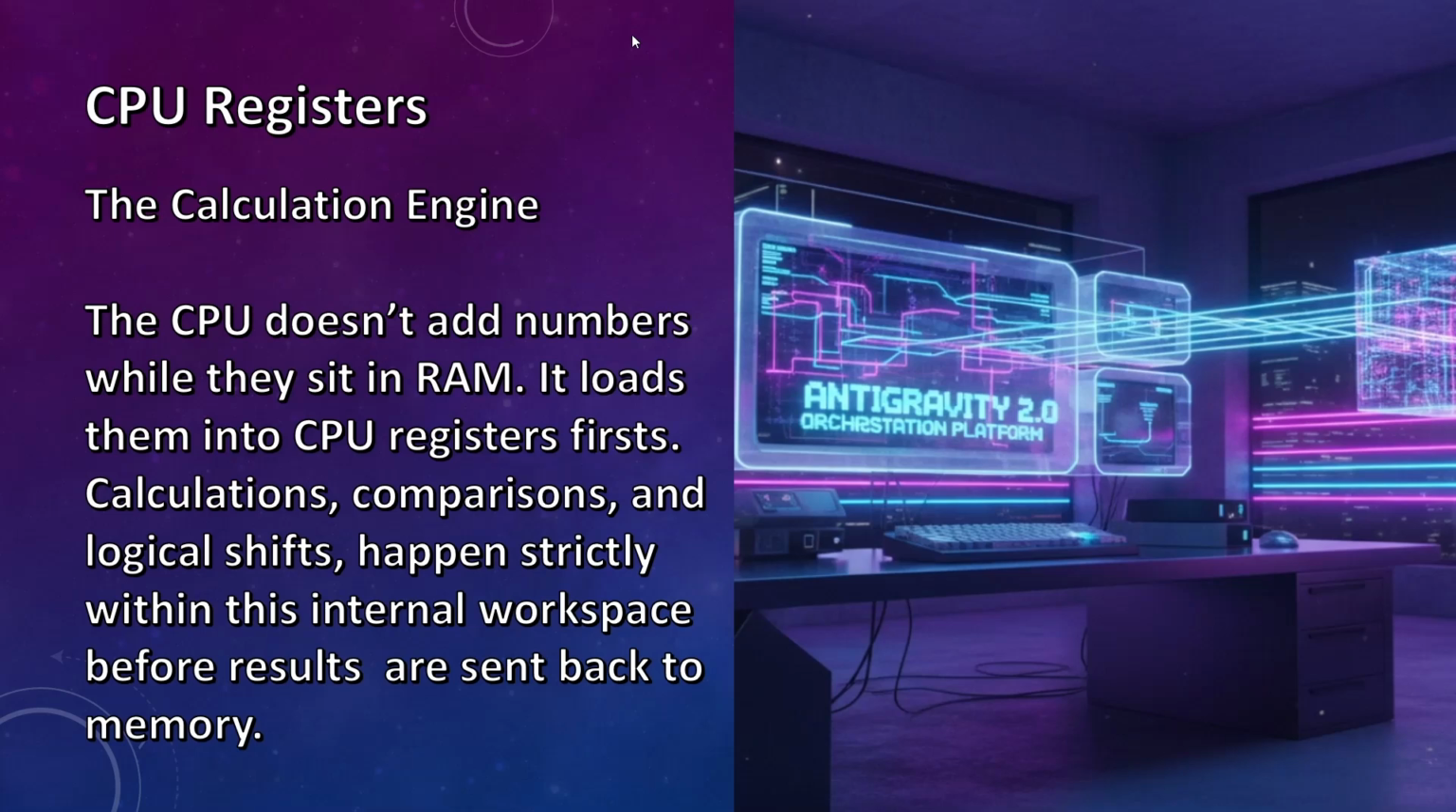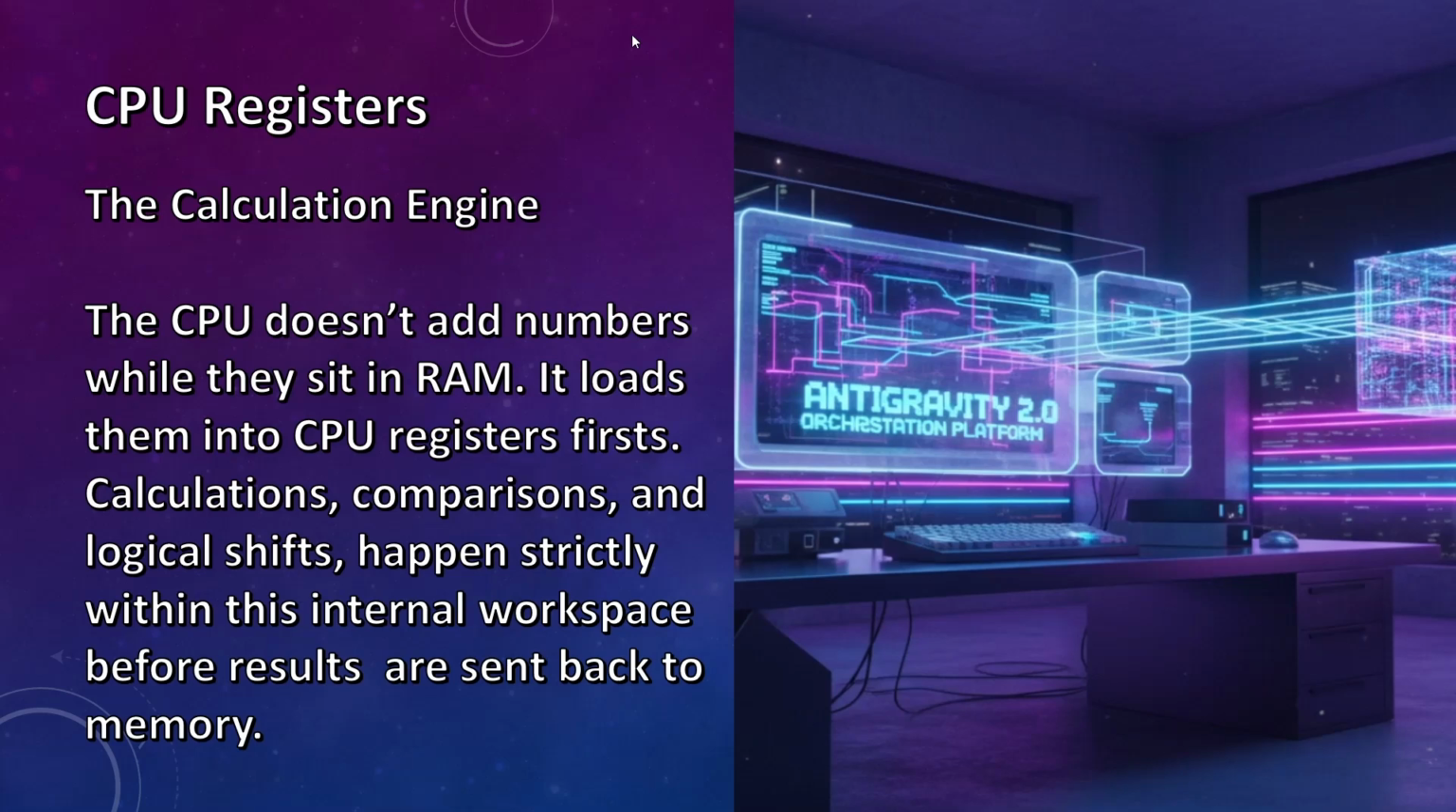For example, suppose we write a simple program, we create two variables, we add them together and then we store the result. To us, it looks like a simple one line code, right? But internally, the CPU performs multiple operations. It reads the values, it temporarily stores them, it performs the calculation, it stores the result. All of this happens using the CPU registers.